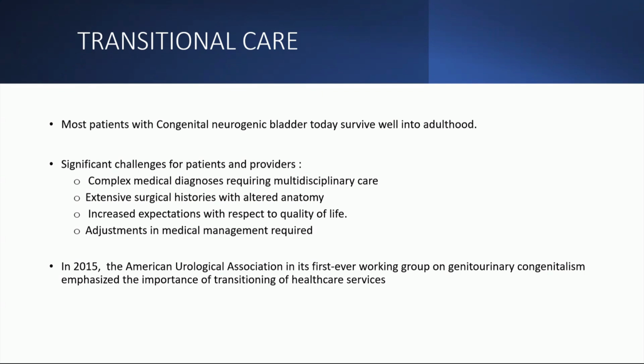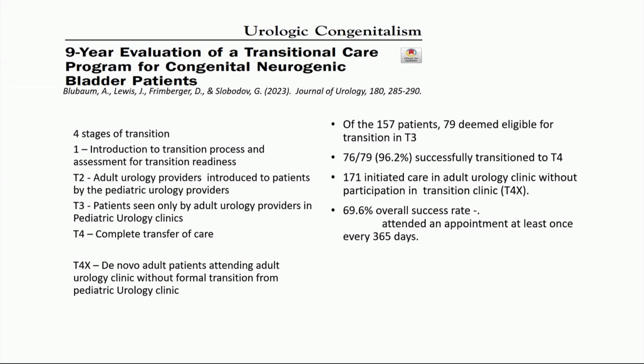In 2015, the American Urological Association, in its first ever working group on genitourinary congenitalism, emphasized the importance of transitioning health services and acknowledged that failure to make these transitions can lead to interruptions of care and increased preventable complications. In a study published by the University of Oklahoma, they evaluated their single specialty transition program for patients with congenital neurogenic bladder over a period of 9 years. In their program, the transition happens through 4 stages.